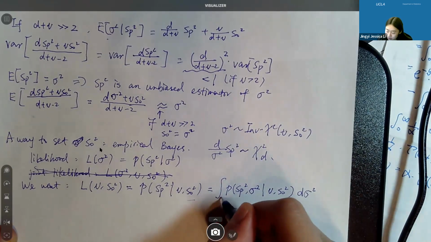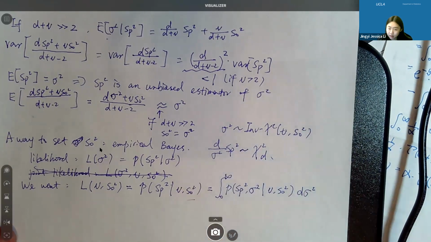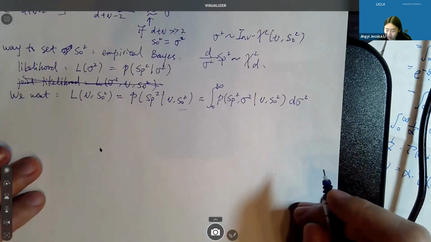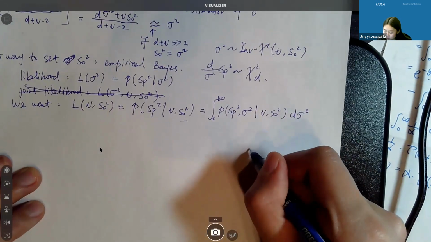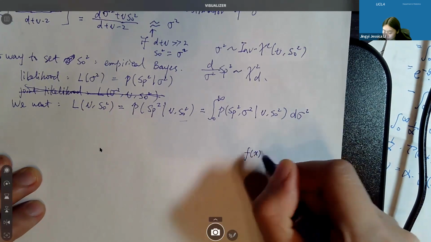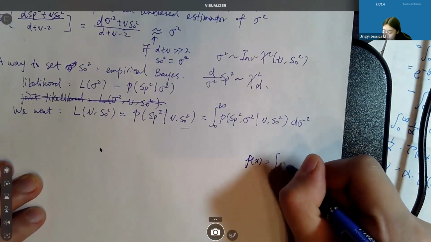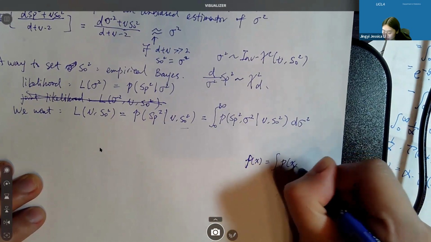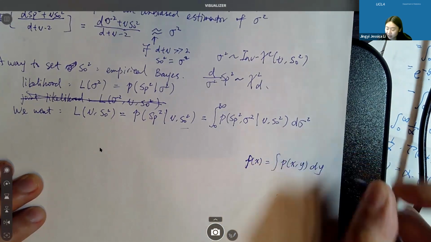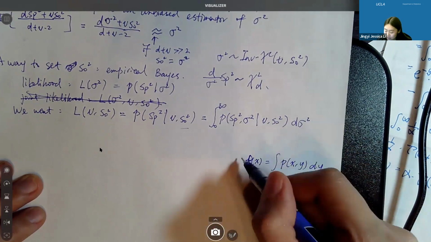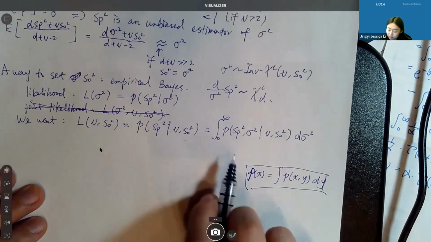Say sigma squared is non-negative, I do this, then the sigma squared can be gone. Right? So this idea is similar to if I wrote down here, like if I want to say the marginal density of X, I can do the integration of the joint density of X and Y dy. I integrate out all the other variables, I'm left with the density of one variable. So that's exactly the fact I'm using here.